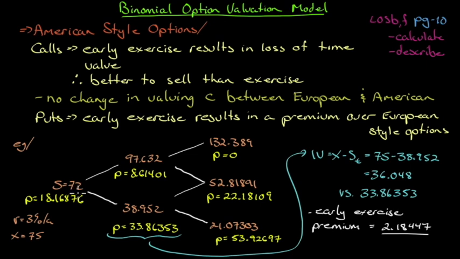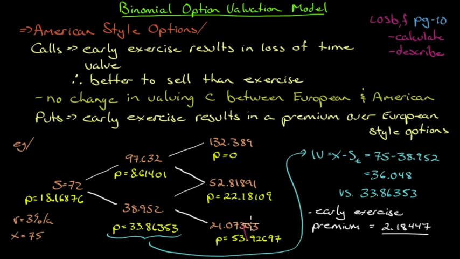Let's look at a case here. So here is 72 and a strike price of 75. Here's our R of 3%, but instead of the call, remember we did this before. We already arrived at these prices before. But instead of a call, we're now going to do a put.